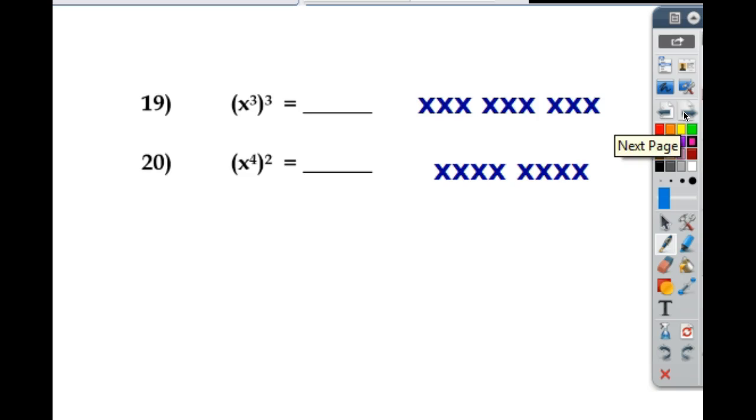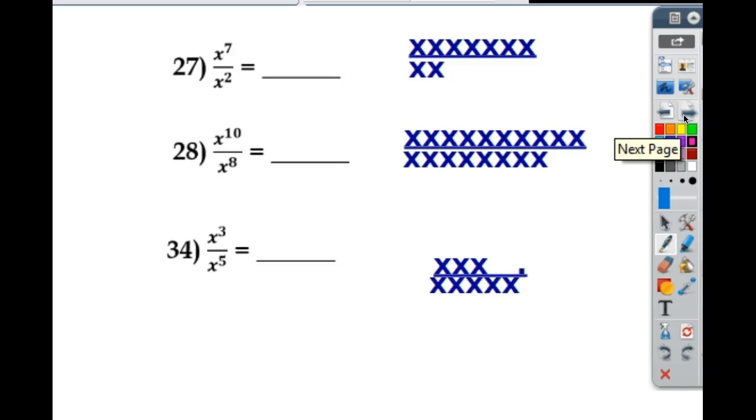Okay, what about raising a power to a power? Instead of expanding all that out, what can you do if you have a power raised to a power? What's the shortcut? Multiply 3 times 3. But do you see that the shortcut has to match the expanded answer? Okay, what is the shortcut here? 4 times 2 is 8.